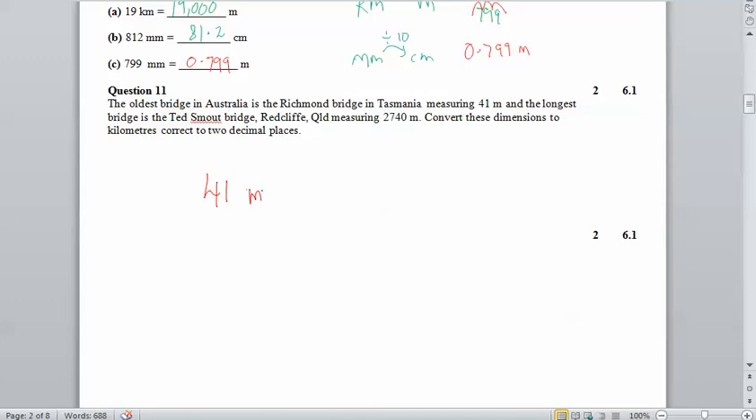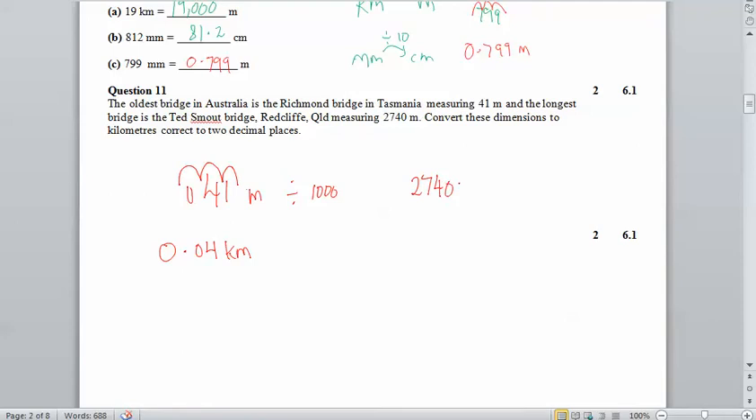Okay, we've got to go from meters to kilometers, so we've got to divide by 1,000. How do I do that? 1, 2, 3. So your answer is 0.04 kilometers. It's rounded off to 2 decimal places. Forget about the 1. 0.4. 2,000.